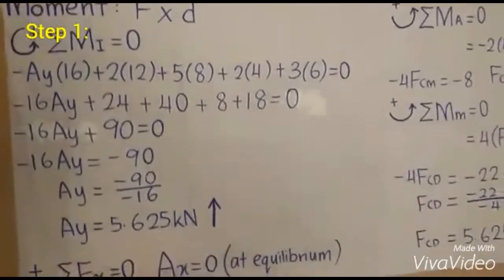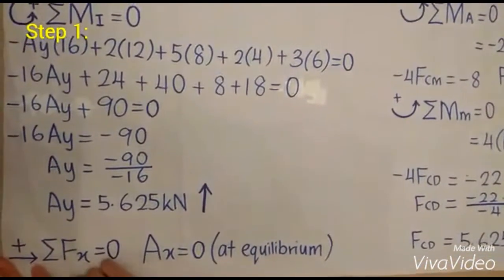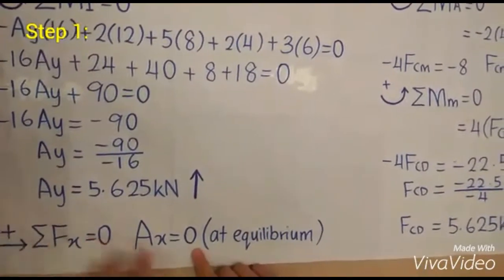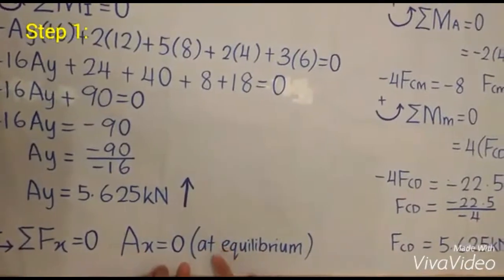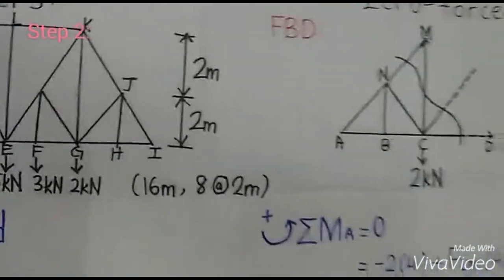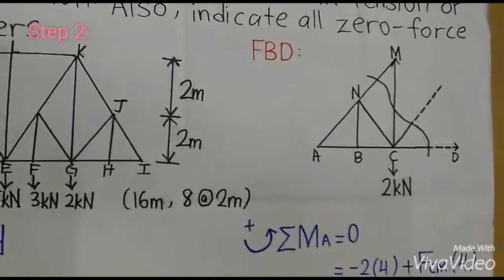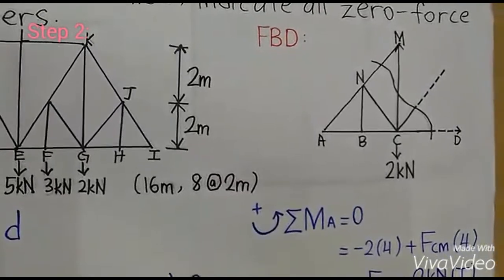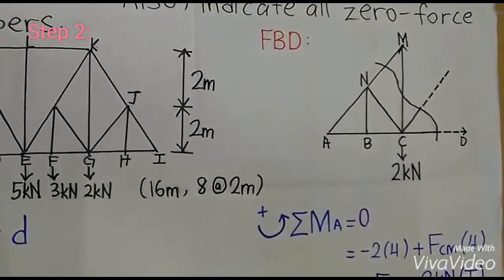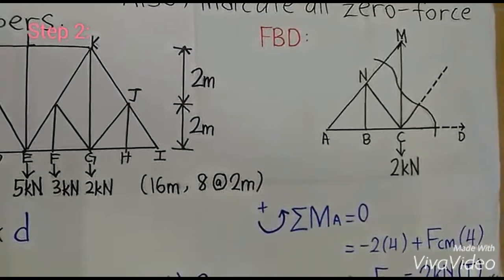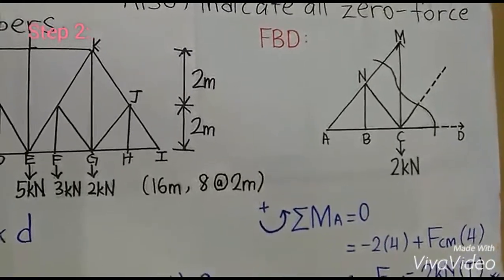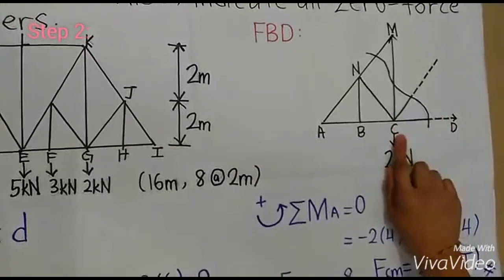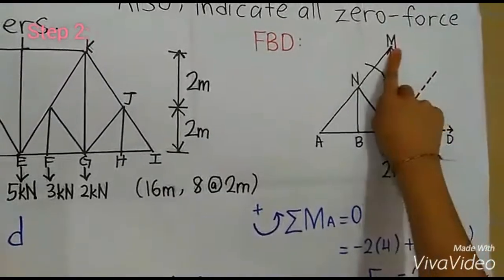Okay, next, we'll discuss the summation of Fx equals 0 and Ax equals 0, which is in equilibrium state. By referring to our question, we need to find the force in members CD and CM. First, we need to draw out the free body diagram of these two forces. Before we draw the free body diagram, we need to decide how to cut the truss. We need to determine force CD and CM.